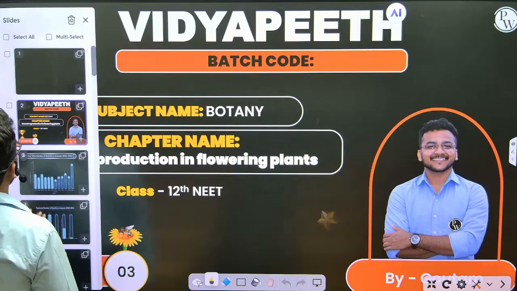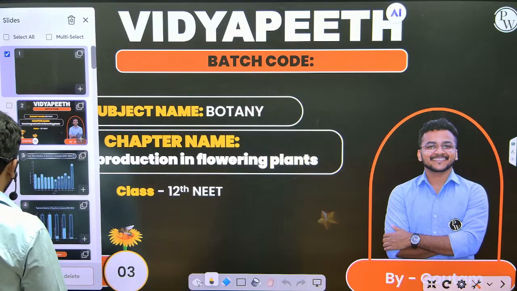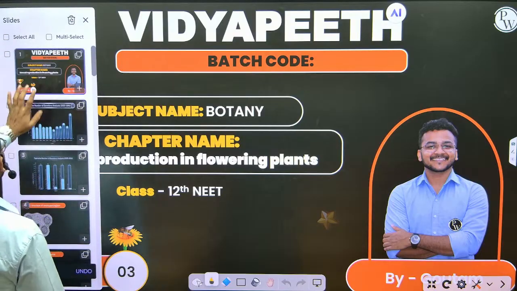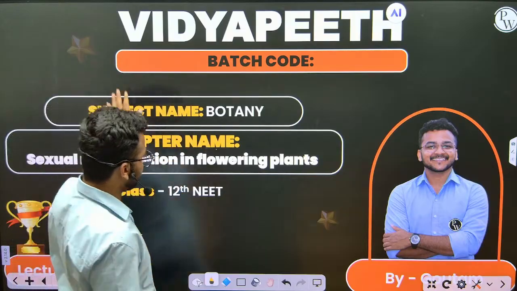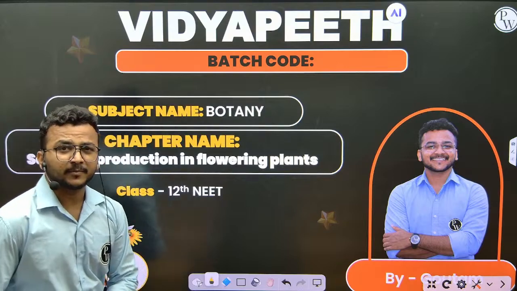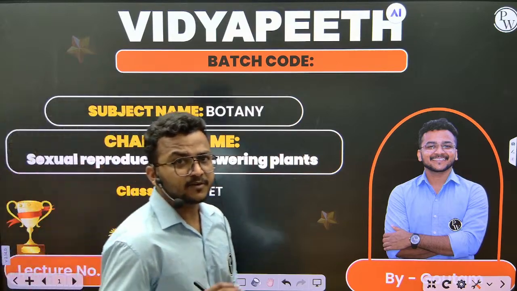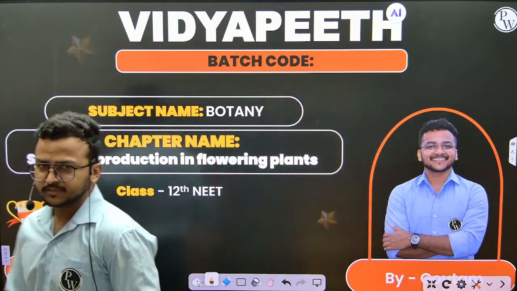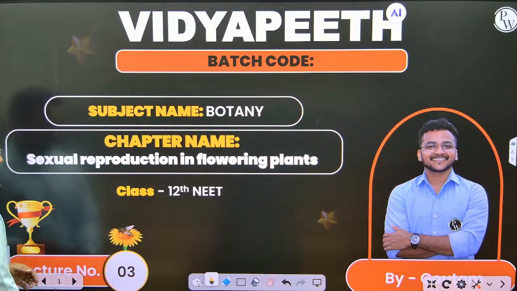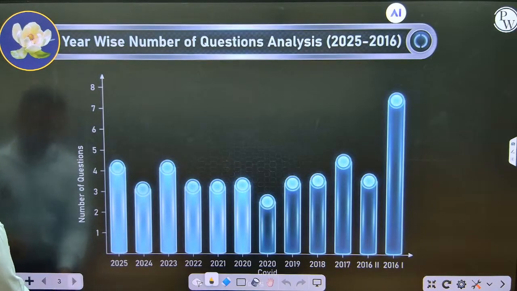On May 3, the NEET exam was completed, and from this chapter, sexual reproduction in flowering plants, they asked four questions. We'll try to answer them if we get this completed quickly, so we'll solve some questions also.